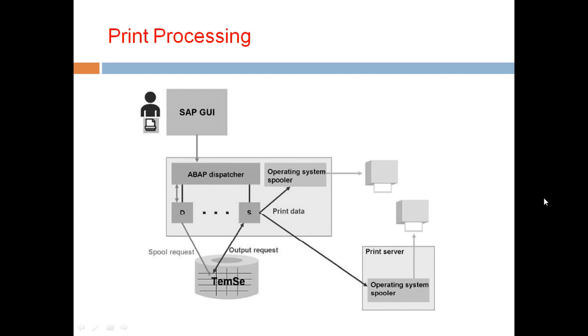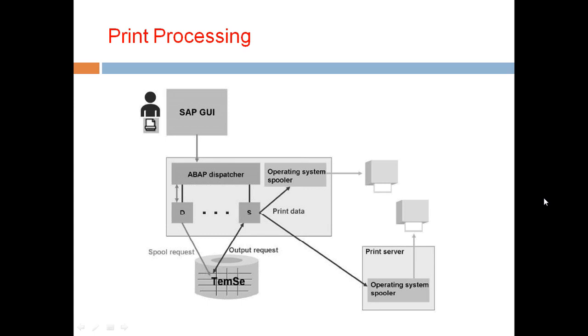Hello everybody. As you have seen in our last session, we have seen the IQ work process, how the log management works, and we have seen various types of logs. Today we are going to learn about the spool work process, which is print processing.